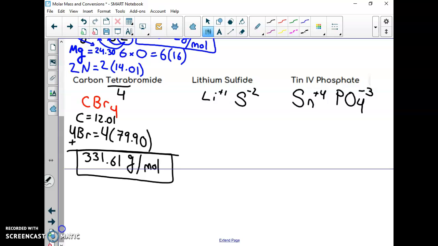So try out the rest of these. We'll see how they go. And that is pretty much it for molar mass.